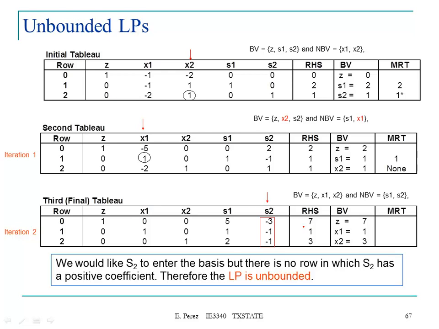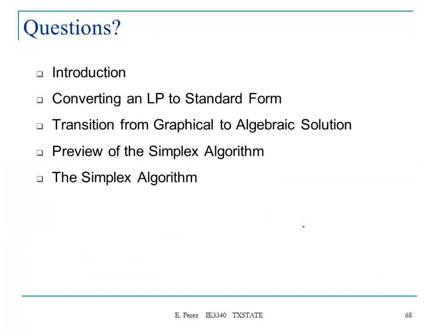Okay, so we would like x2 to enter the basis, but there's no row in which x2 has a positive coefficient. Therefore, the LP is unbounded. Okay? Any questions? So that basically concludes the topic on the Simplex method. We're going to talk about other modifications to the Simplex method later in this course. But for now, that's the main algorithm.